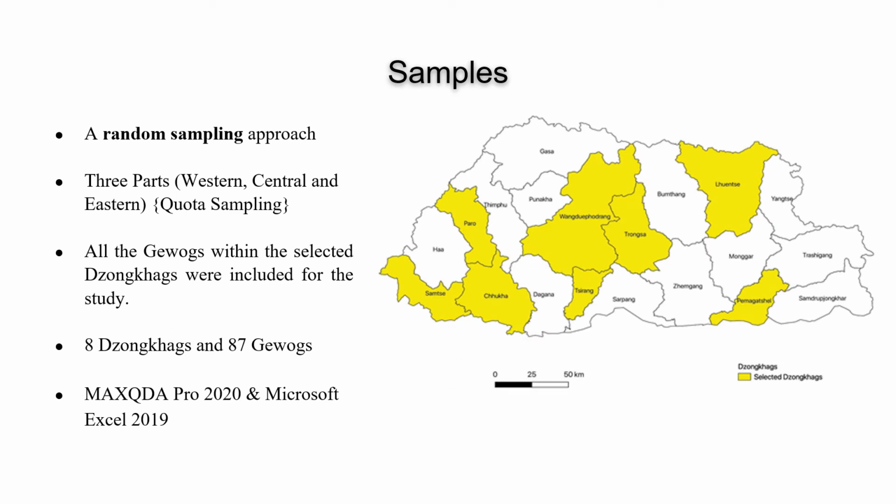For the purpose of sampling, a random sampling approach has been used in this study. But before a random sampling approach could be used, quota sampling was used to divide the country into 3 parts, that is Western, Central and Eastern. Further, based on random sampling, different Dzongkhaks, namely Samtsi, Chuka, Paro was selected from the western part. Wangdi, Tongsa and Tsirang was selected from the central part, and Lhuntsi and Pema Gasel was selected from the eastern part. All the Gyeoks within the selected Dzongkhaks were included in the study. A total of 87 Gyeoks were selected under the 8 Dzongkhaks. In terms of tools, Max QDA Pro 2020 was used to develop word cloud, and Microsoft Excel 2019 was used to analyze the data.